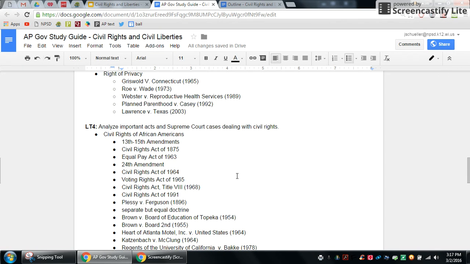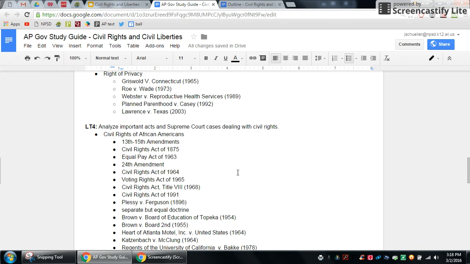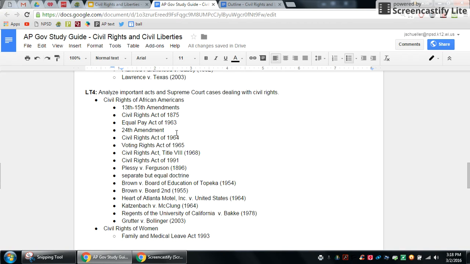Learning Target 4 is a big one. On your test, most of the questions will be for Learning Target 4. This deals with civil rights as opposed to civil liberties. You'll learn the difference between those two today. Most of the time we're talking civil rights, we're talking race. So we're going to be talking a lot of acts and cases about civil rights of African Americans.